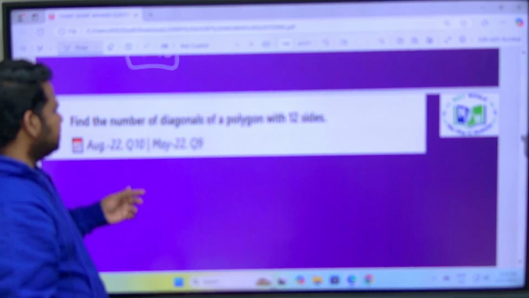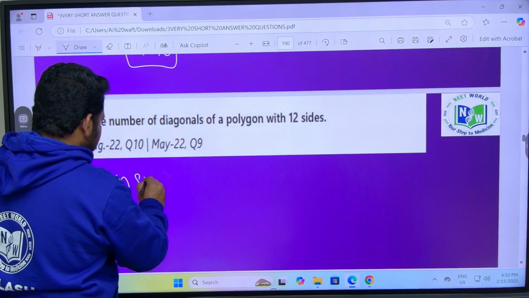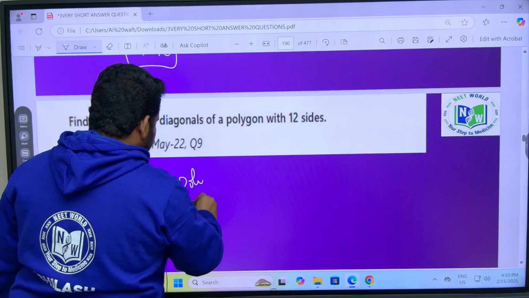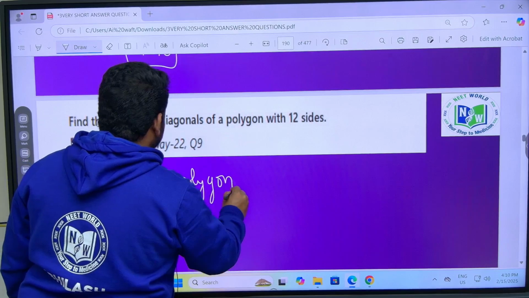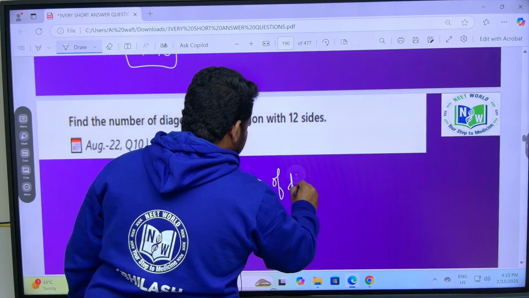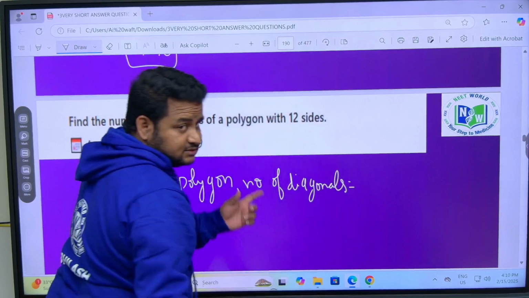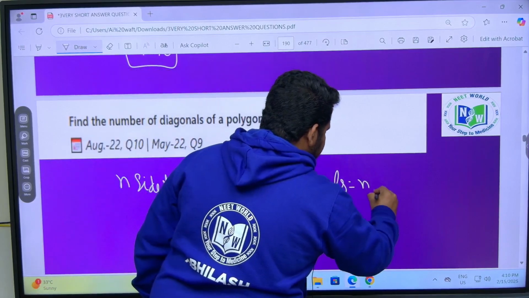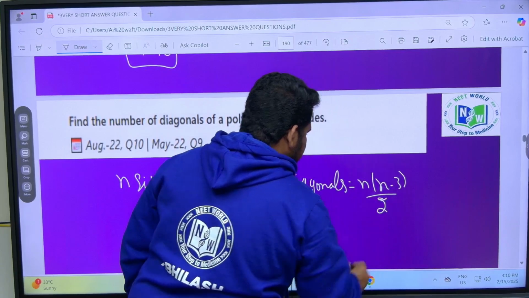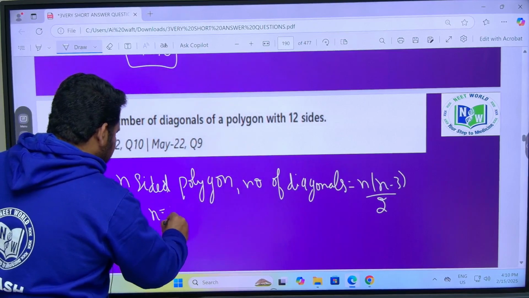Find the number of diagonals of a polygon with 12 sides. So for an n-sided polygon, we have a formula. The number of diagonals is equal to n into n minus 3 divided by 2. They are telling a 12-sided polygon, which means n is equal to 12.